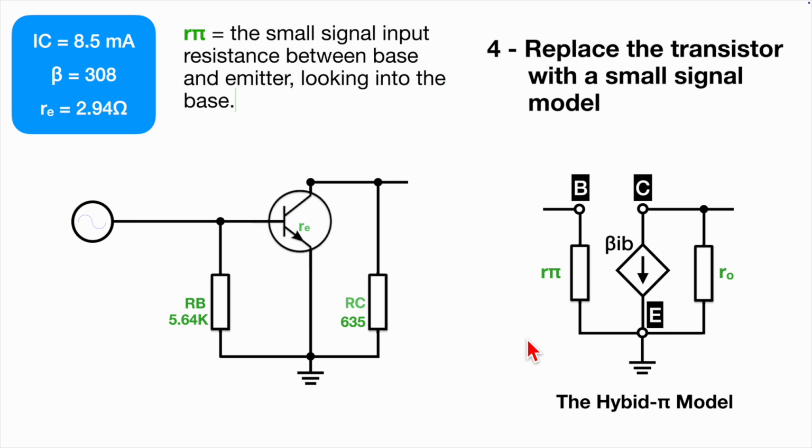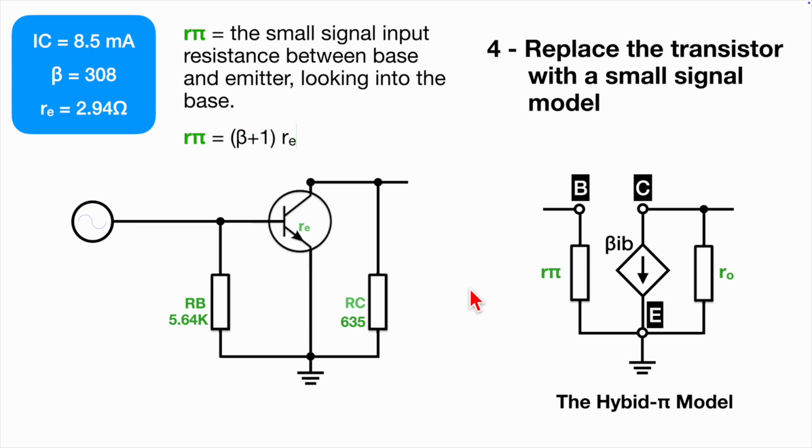Well, R pi is the small signal input resistance between the base and the emitter looking into the base, right? So this is the resistance that an AC signal will see going from base to emitter looking in to the base.